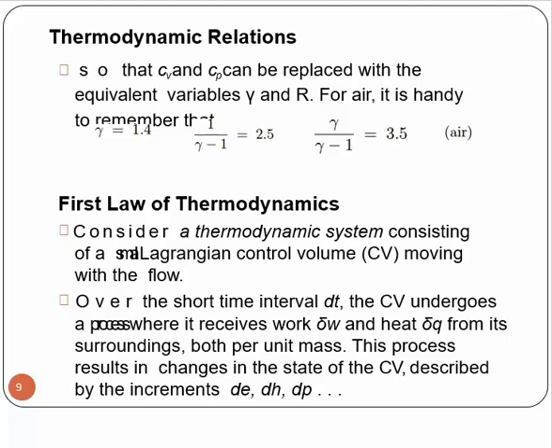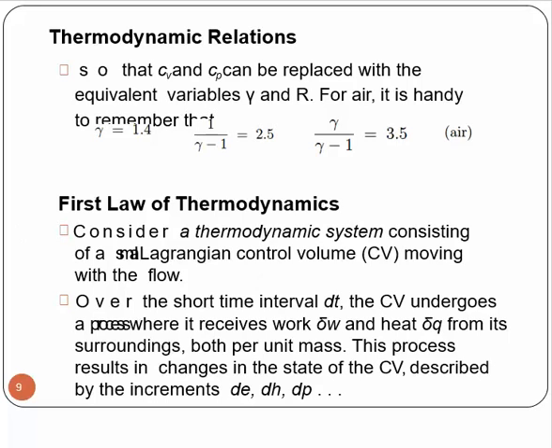So Cp and Cv can be replaced with the equivalent variables gamma and R. For air, remember that gamma is 1.4.